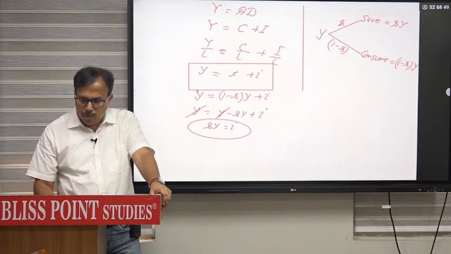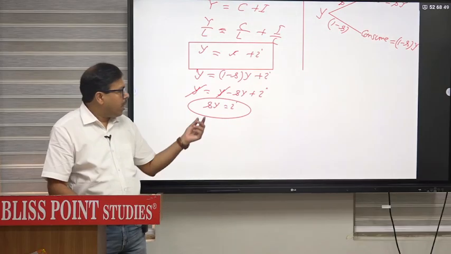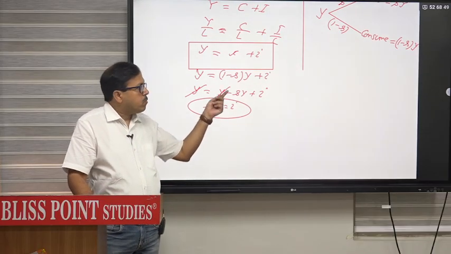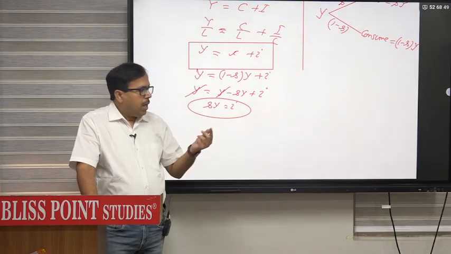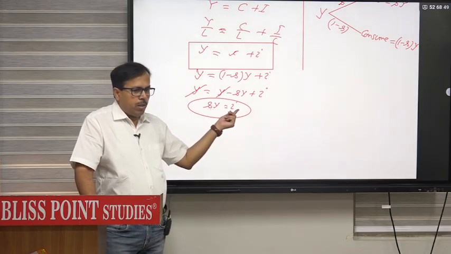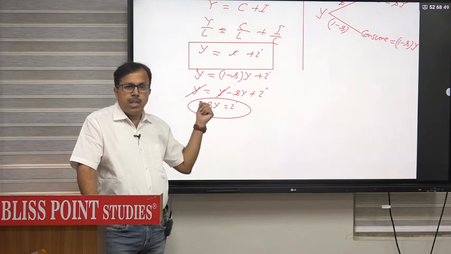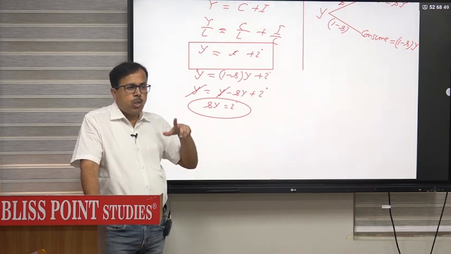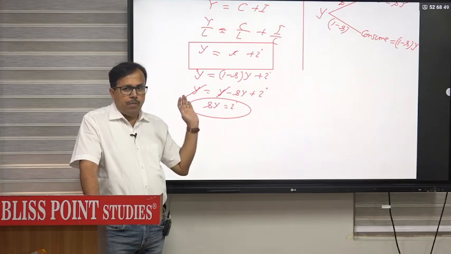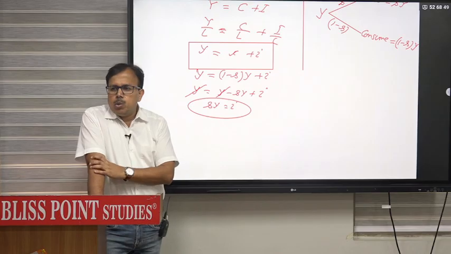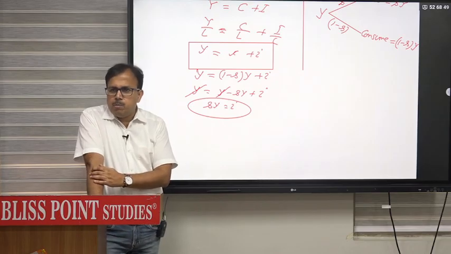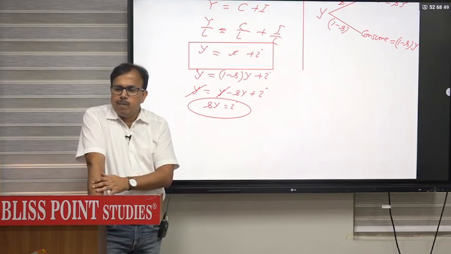What does that mean? What is small s into y? Small s into y is saving. So that saving is equal to investment. Small s is the saving rate, small s into y is the saving amount. So saving is equal to investment, which is correct in a two sector model. In a two sector model at equilibrium level of income, saving must be equal to investment.